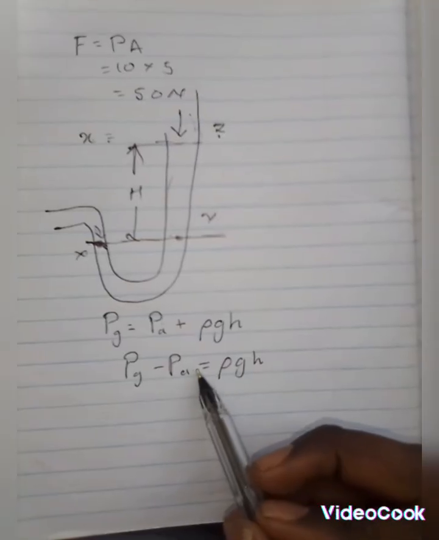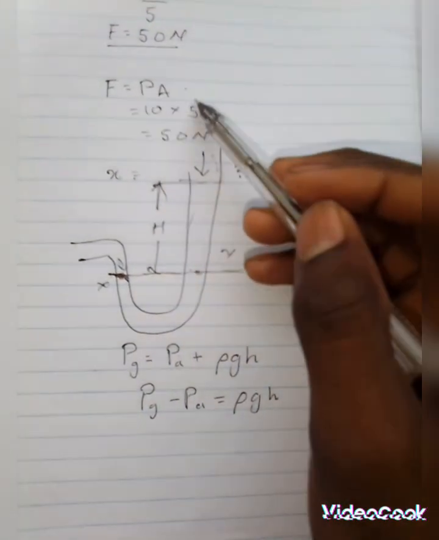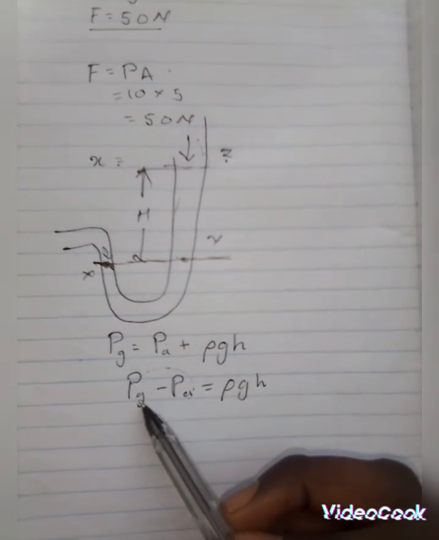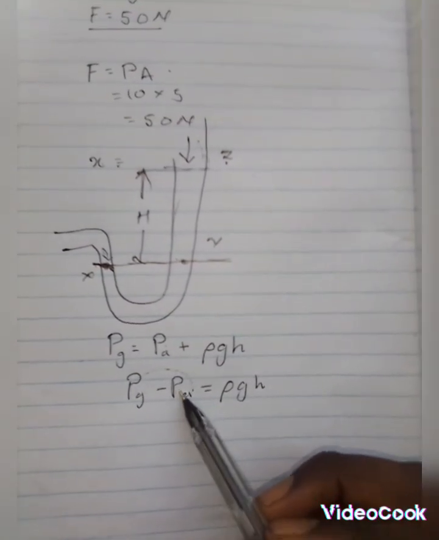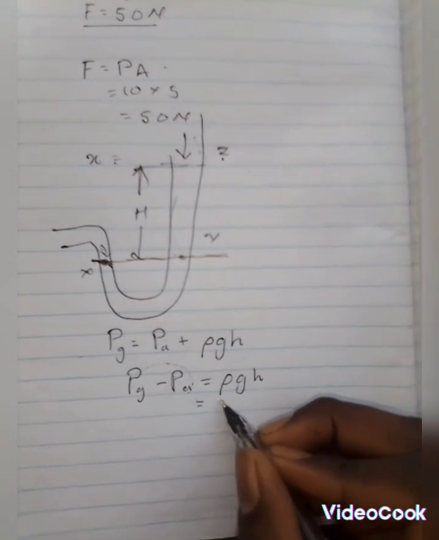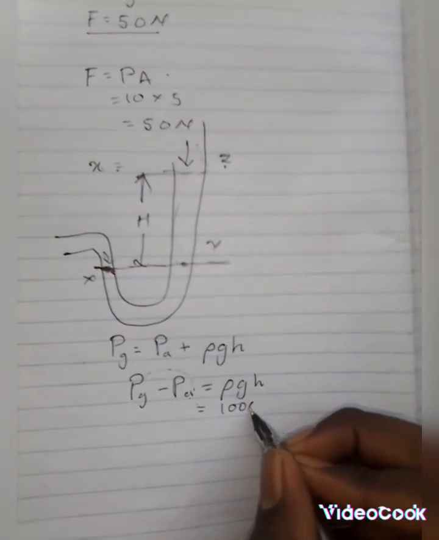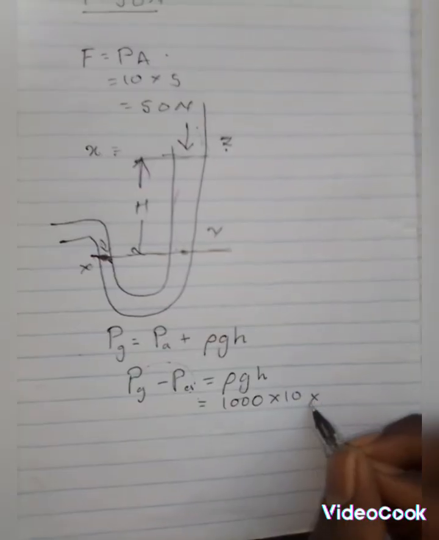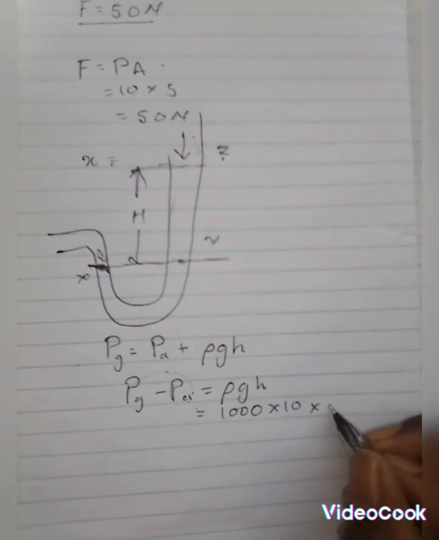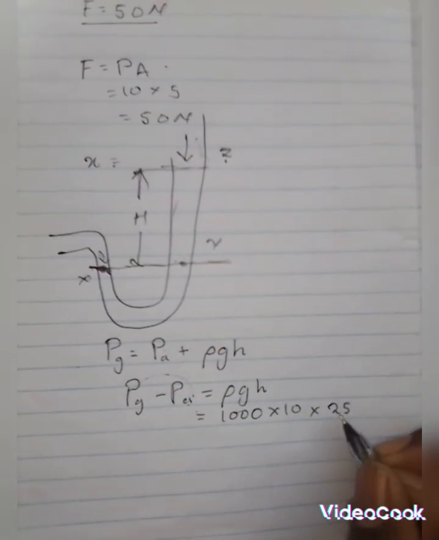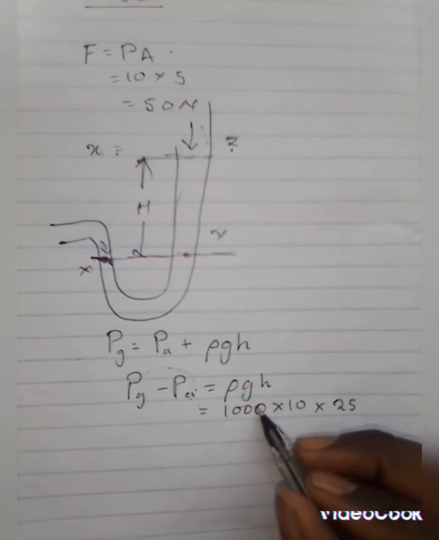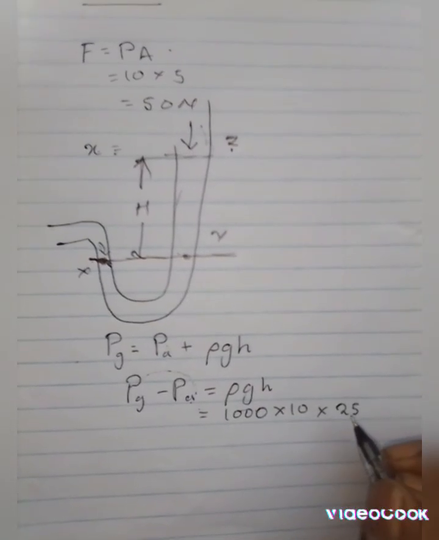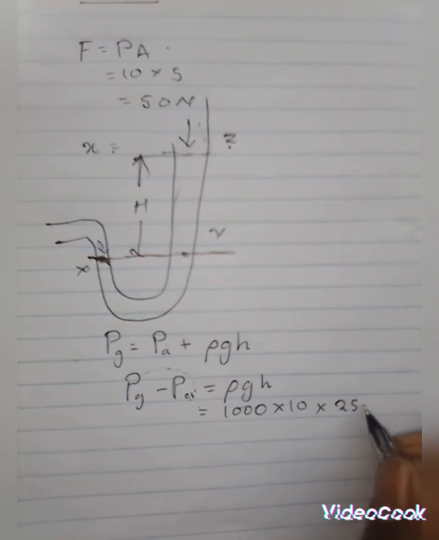That's why you need to look at the formula before you plug in the values, because this is what they want, the pressure difference between the gas pressure and the atmospheric pressure. So we just plug in the values. The density is 1000 multiplied by the gravitational acceleration, which is 10, multiplied by the height, which is 25 centimeters. But since the density was in kilograms per cubic meter and the gravitational acceleration is in meters per second squared, this is also supposed to be given in meters.